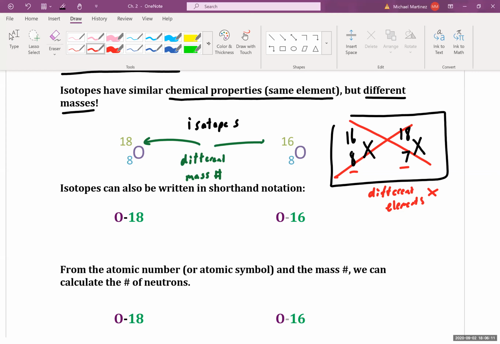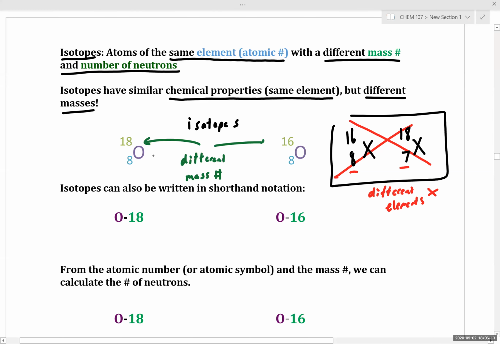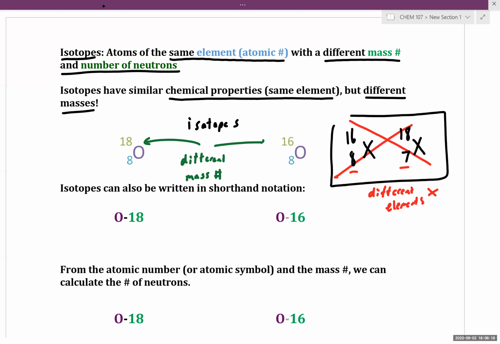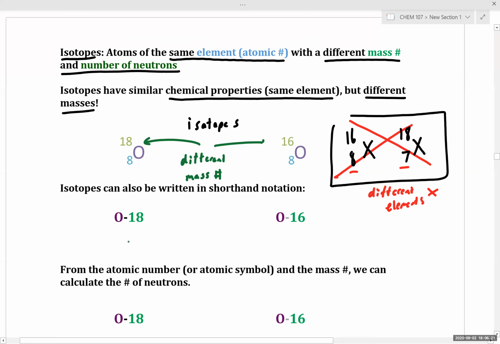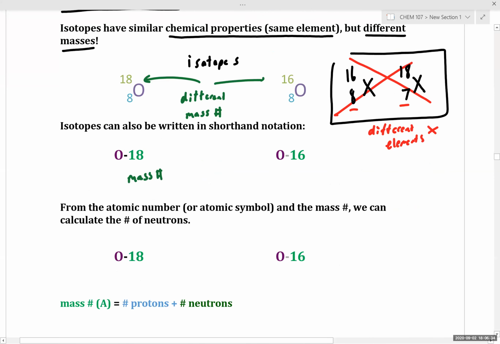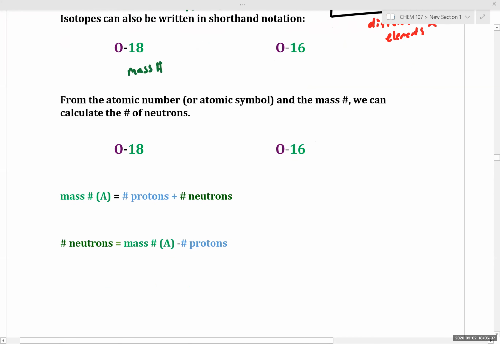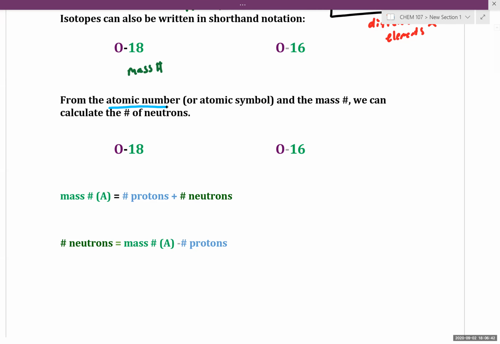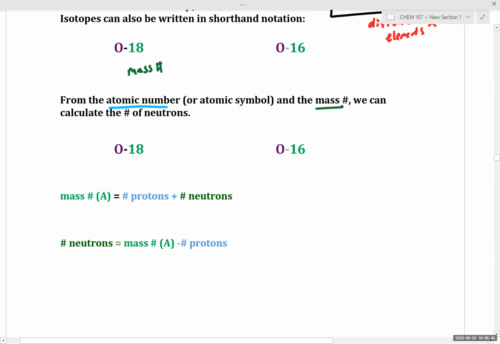So, let's keep going now. Isotopes can also be written in shorthand notation where you have the symbol followed by a dash and then the mass number. So oxygen 18 can also be written as O-18. Now, what's really useful is that from the atomic number and from the mass number, we can in turn calculate the number of neutrons.